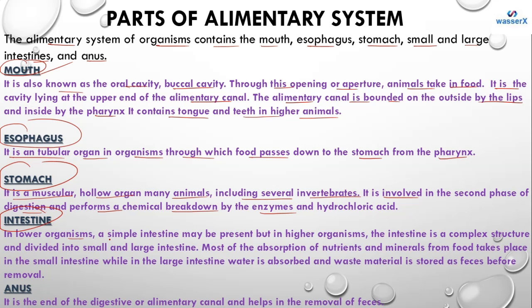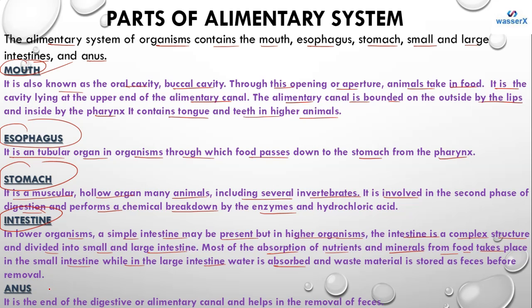In lower organisms a simple intestine may be present, but in higher organisms the intestine is a complex structure, divided into the small and the large intestine. Most of the absorption of nutrients and minerals from the food takes place in the small intestine only. In the large intestine, water and salt are absorbed, and the waste material is then stored in feces form for further removal.